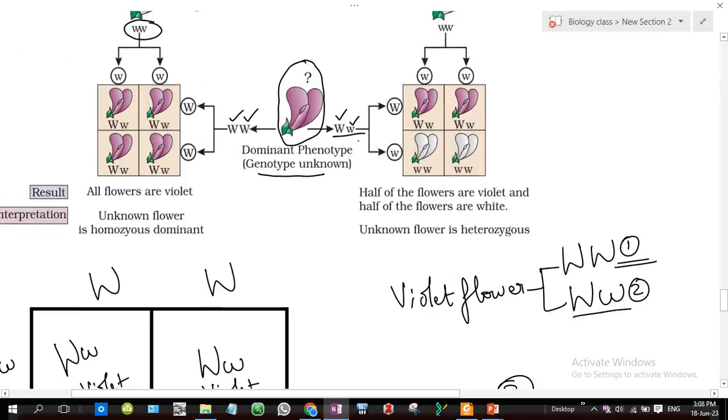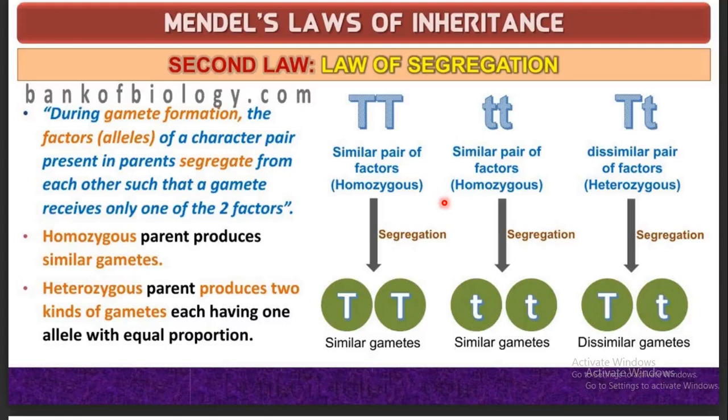So this is how Mendel tried to understand the genotypes. Okay, so are you clear with it? Law of segregation, which states that, see here, during gamete formation, the factors or the alleles, these are the alleles, capital T, small t, so each chromosome has one gene pair, they are the alleles which segregate from their parent. During gamete formation they segregate separately.